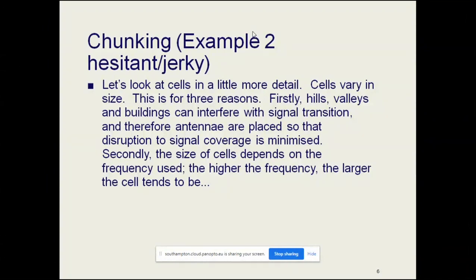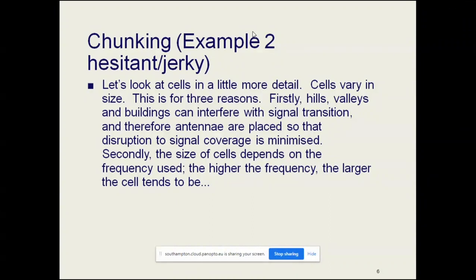So listen again. Let's look at the cells in a little more detail. Cells vary in size. This is for 3 reasons. First, hills, valleys and buildings can interfere with signal transition and therefore antennae are placed so that disruption to signal coverage is minimised. Secondly, the size of the cell depends on the frequency used. The higher the frequency, the larger the cell tends to be.